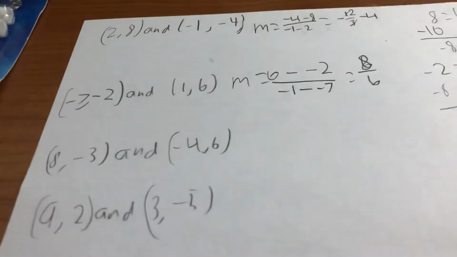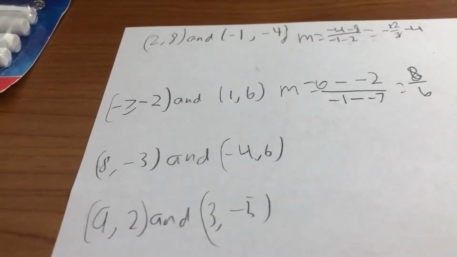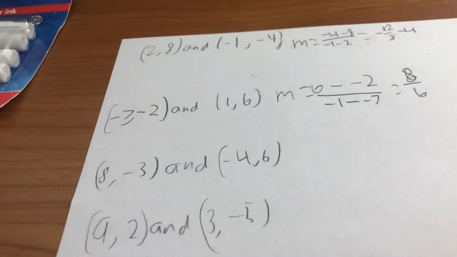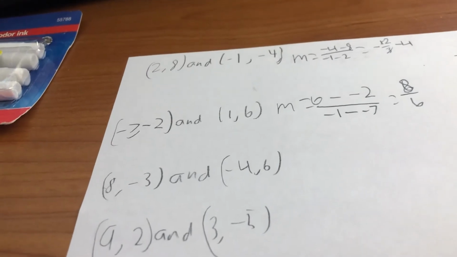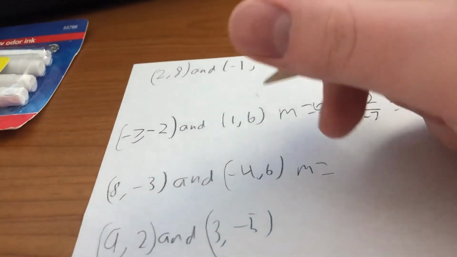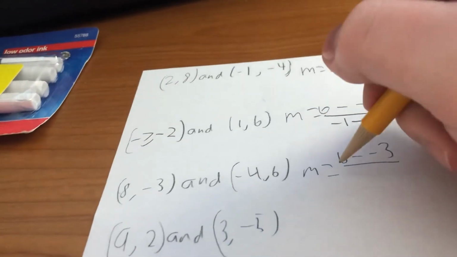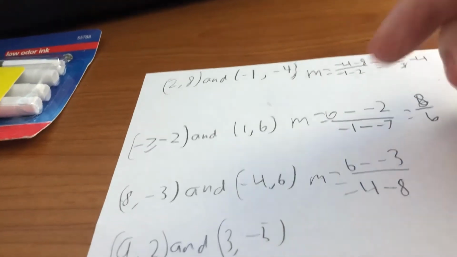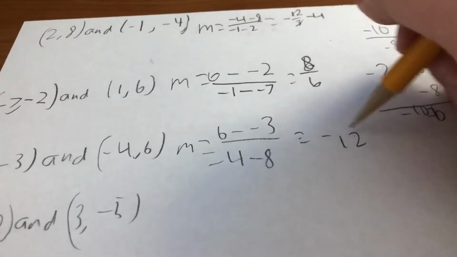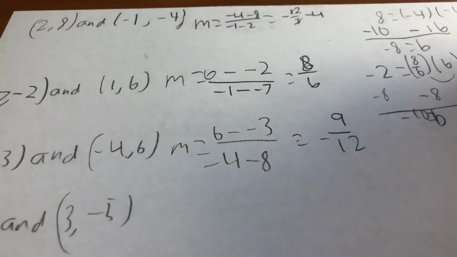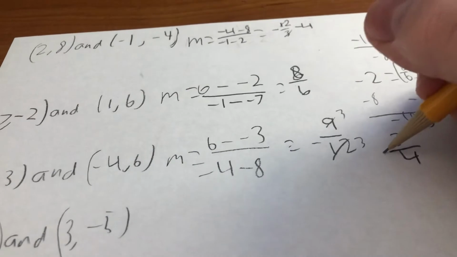Now we're going to move on to number 3, and that is 8 and then -3 and -4, 6. So just like before with our 3 steps, m equals 6 minus -3, and then -4 minus 8. And now this gives us -12 over 9. And now this can actually be reduced. We're going to take 3 out of each. So this can be 4 over 3.